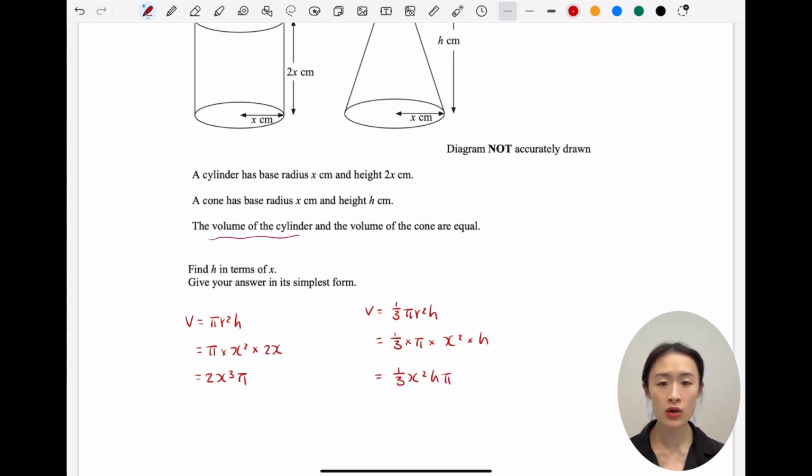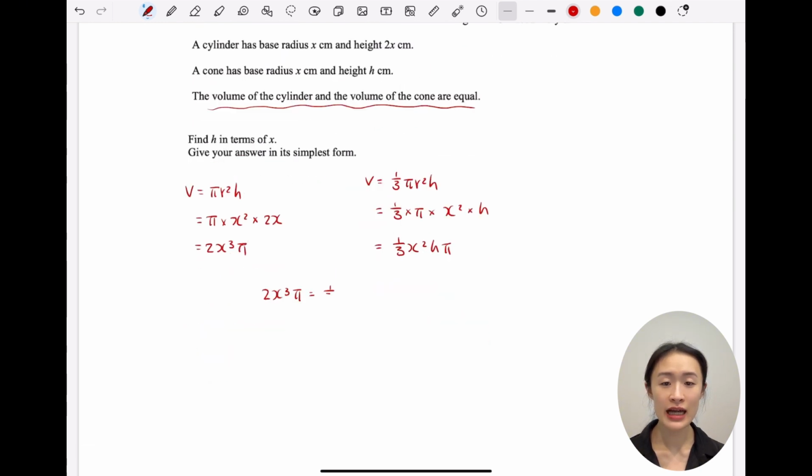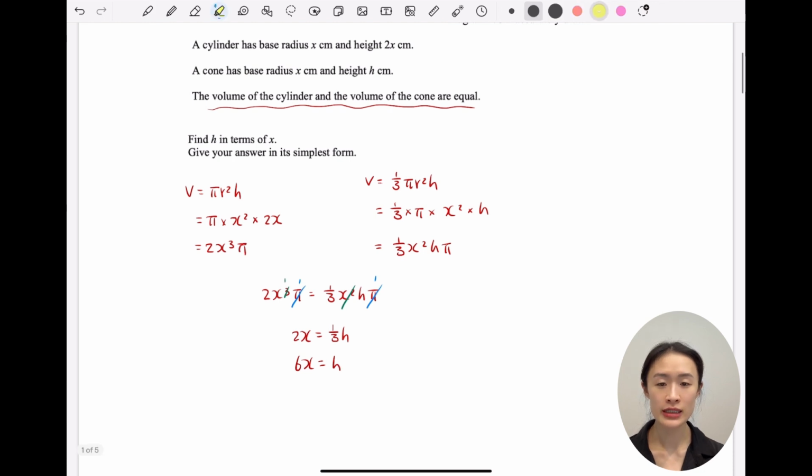And because we know the volumes are equal, we can set up an equation and simplify. We can divide both sides by pi and by x squared. And then we have 2x is a third h. To work out h, I multiply both sides by 3. Therefore, h is 6x. And that is the answer for the first question.